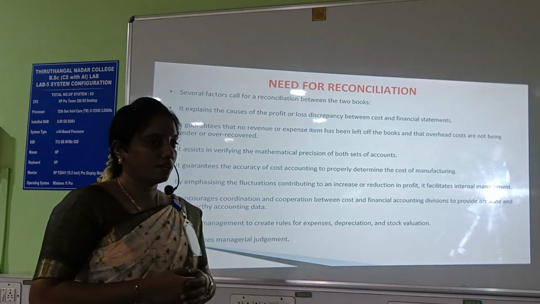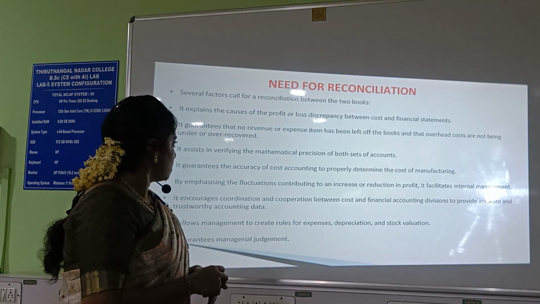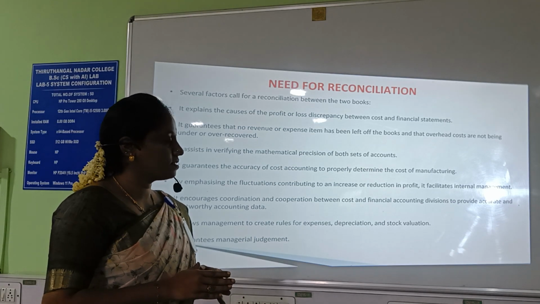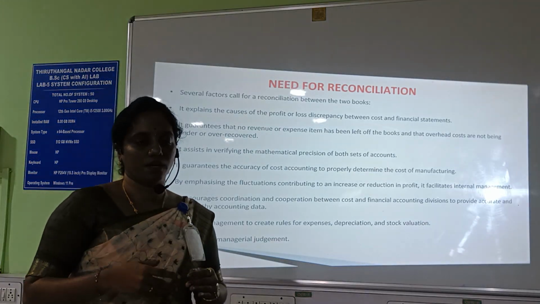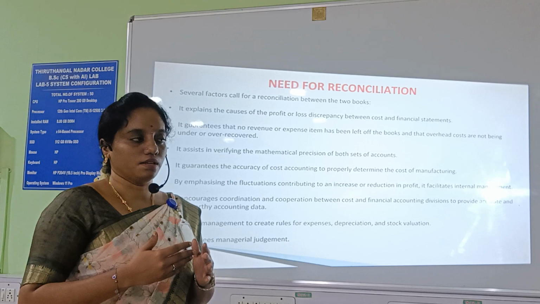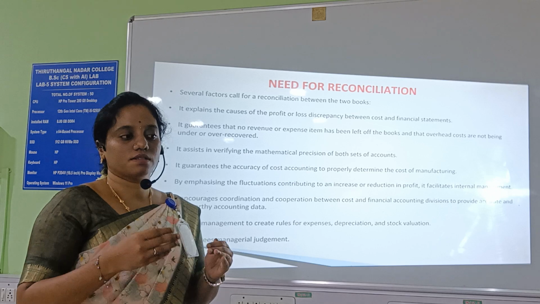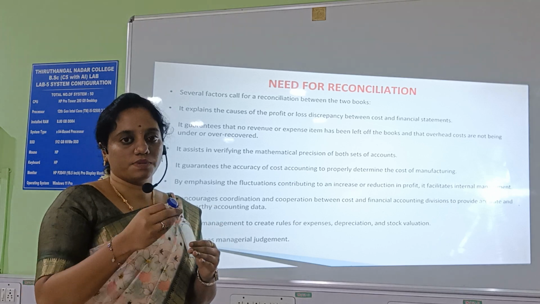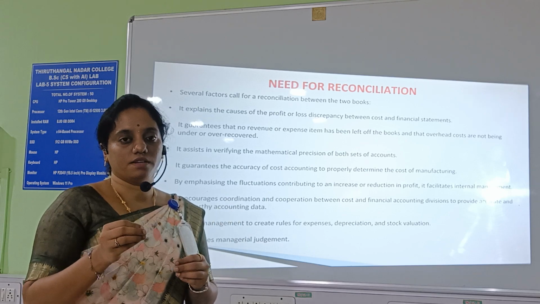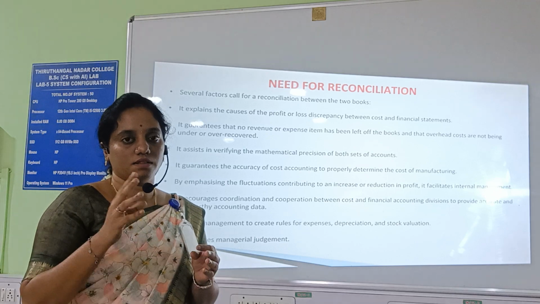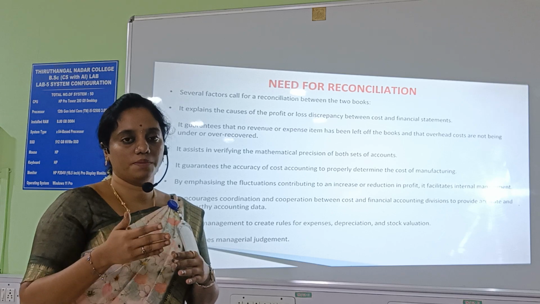It allows management to create rules for expenses, depreciation, etc. And it guarantees that no revenue or expense item has been left out of the books of accounts, and that overhead costs are not being under or over recovered. Under recovered and over recovered is something we usually deal with in accounts. Under recovery is when we record expenses too low. For example, if an expense is incurred for 500 and we have recorded it as 100, the balance 400 is under recovered, and likewise over recovered is above the amount.